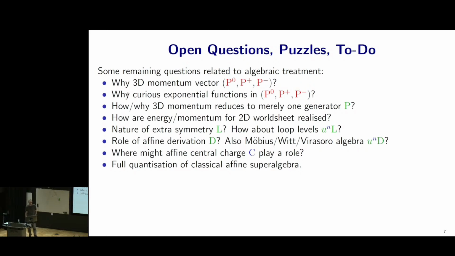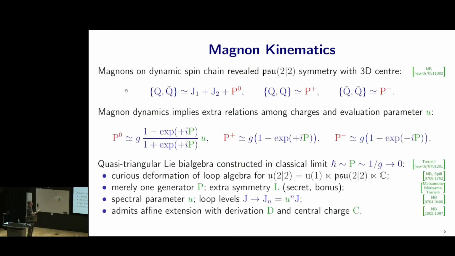But that leaves quite a few open questions related to the algebraic treatment. For instance, first, why do we have this three-dimensional momentum vector in the first place? Why do we have these curious functions? Why do they have that particular form here?